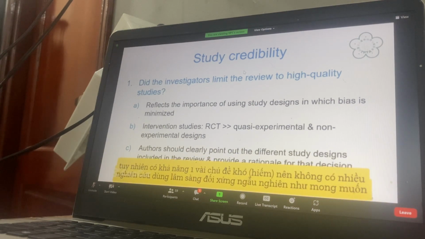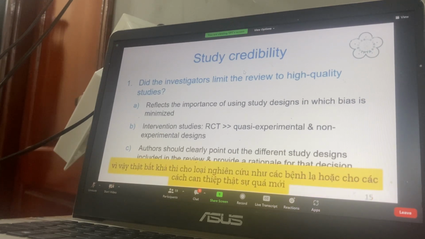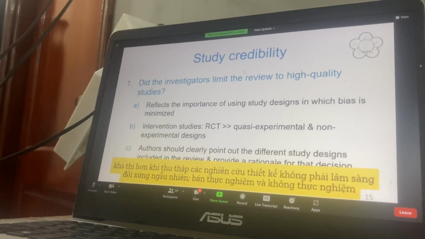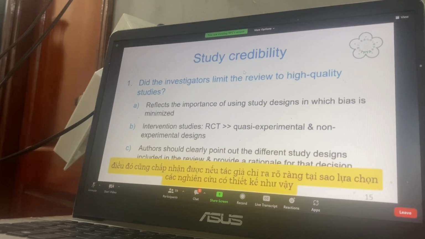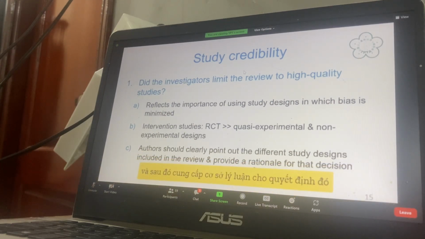However, there is some possibility that the topic is pretty rare and there are not as many randomized control trials as the author wishes. So it is possible that for that kind of study, for example, for a rare disease or for an intervention that is pretty novel, the author may include not only randomized control trials, but also quasi-experimental or non-experimental designs. And that's okay, as long as the author clearly points out why they want to include those different study designs and provides the rationale for that decision, then that will meet the criteria.